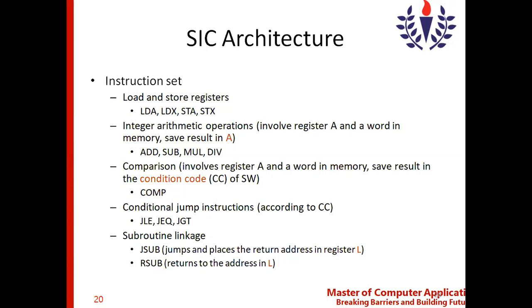When it completes the subroutine and is coming back to the main program, to which address it has to come back is given by the linkage register. That is where, when you make RSUB, it returns to the address which is there in the linkage register. So these are the different instruction sets we use in the SAC machine architecture.